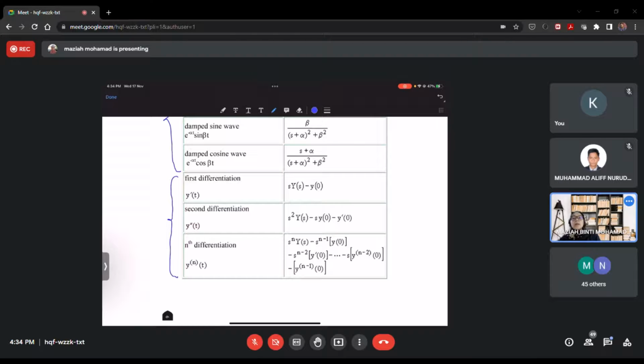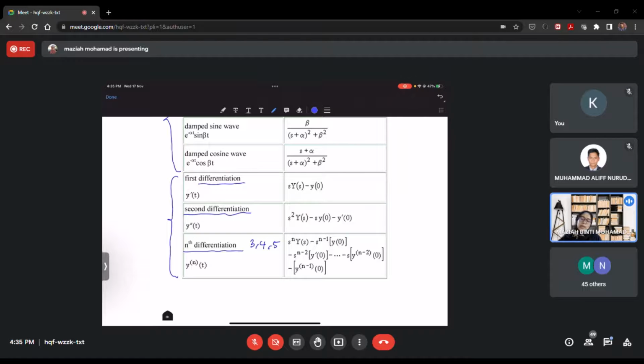For this part here, we're going to use it when we transform the ODE. The terms contained in the ODE are actually differentiations, whether first differentiation, second differentiation, or higher order differentiation. Higher order can be 3, 4, 5, 20, and so on.